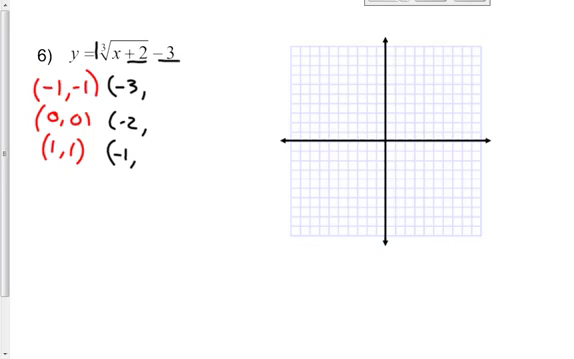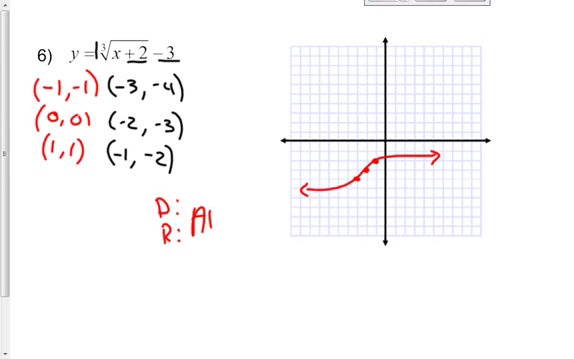Subtracting 3. Negative 1 minus 3, negative 4. 0 subtract 3, negative 3. 1 subtract 3, negative 2. And those should be my 3 points. Negative 3, negative 4, right here. Negative 2, negative 3, and negative 1, negative 2. This is a side-to-side snaky S-curve that goes from low to high. And my domain and range question for both, all reals. And I believe that is it.